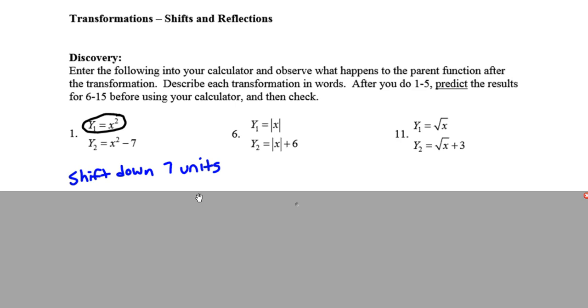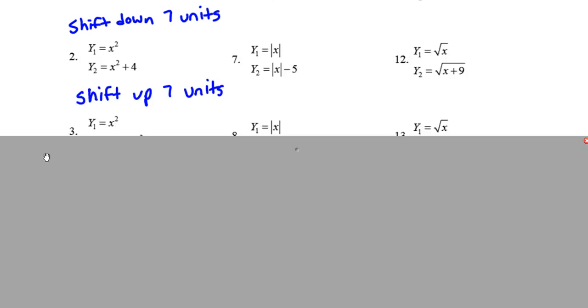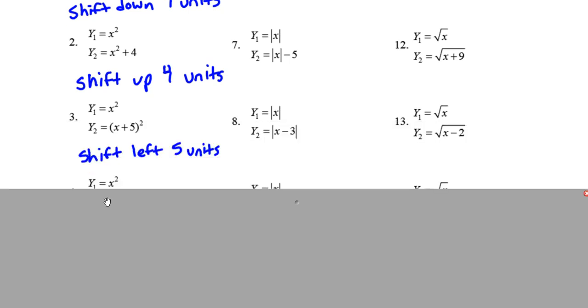Okay, so I'm hoping you did pause and worked out 2, 3, 4, and 5 on your calculator and wrote some observations. Here are the words that I chose to use. So number 2, it shifted up 7 units. But that's not right. It really shifted up 4 units. Not sure why I wrote 7. Let's fix that. Nice.